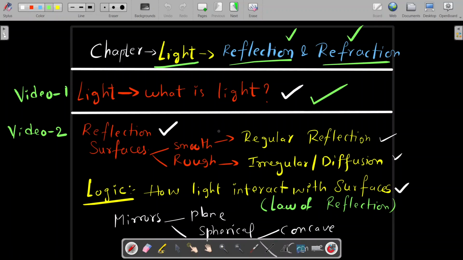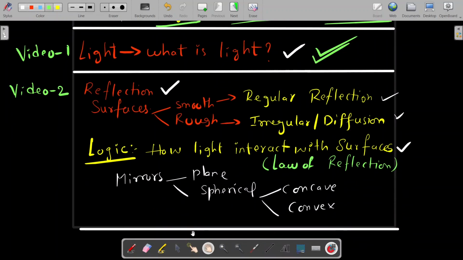Okay, let's go into the concepts. Let's just overview our chapter. In this chapter we have to know what is light, what is reflection, what is refraction. The first video is dedicated to what is light, and in the second video we are going to learn what is reflection.